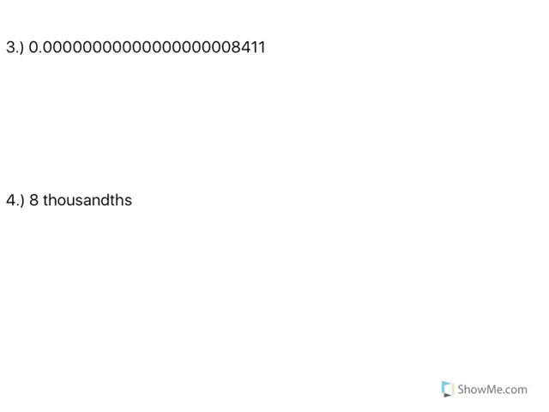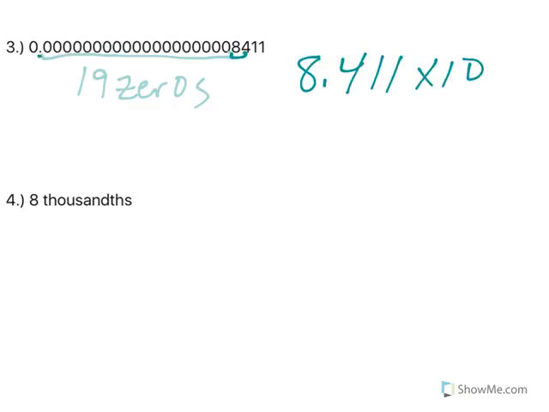Wow, look at this one. When you count all of these zeros, there are 19 zeros, or at least there should be. So that means to get to the 8.411, I'm going to go 19, 20. So 10 to the -20th, because there's 19 zeros, and I got to go one more place to get it past the 8.